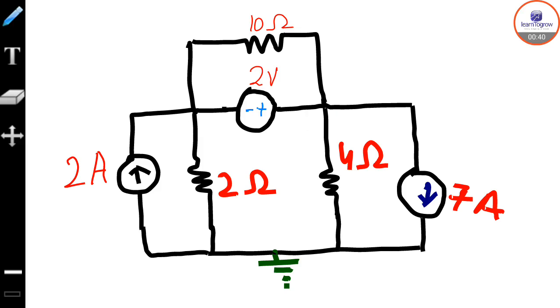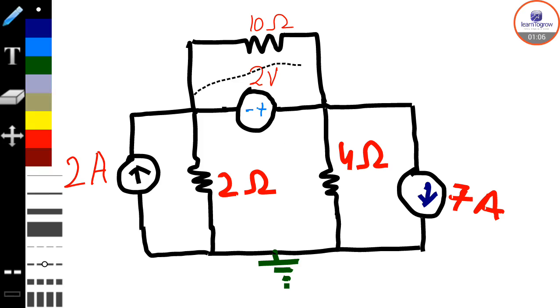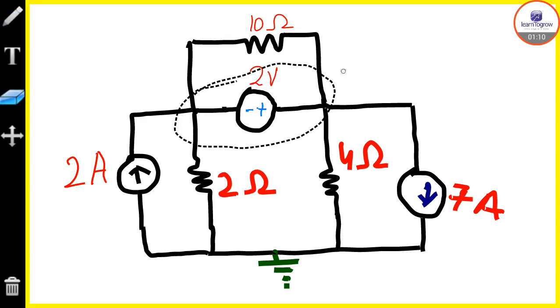Now let me explain what non-reference points are. Non-reference points are basically non-ground points. This is a ground node, and these are non-reference or non-ground nodes. So if a voltage source is in between two non-reference nodes or points, this whole node becomes a supernode.